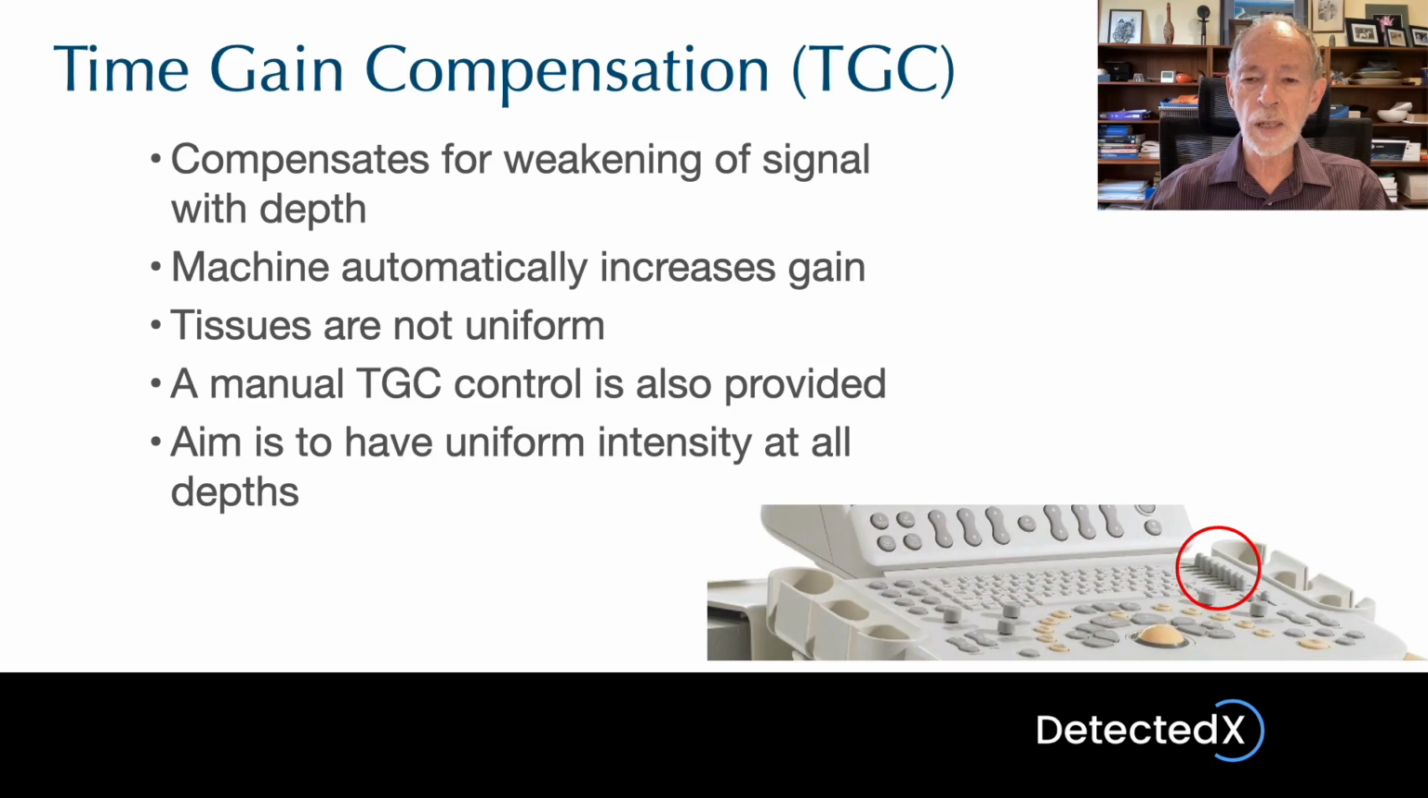And so you can adjust these sliders to vary the rate at which the gain is going to change with depth. And the aim of this is to give you an image where uniform tissues will look the same at different depths. I'll show you an example.